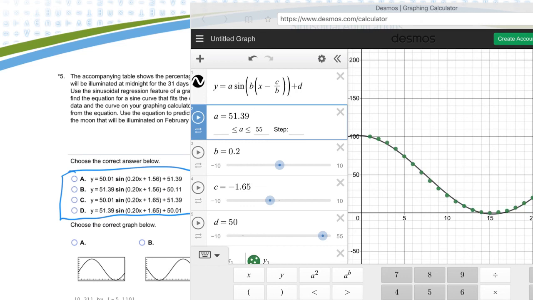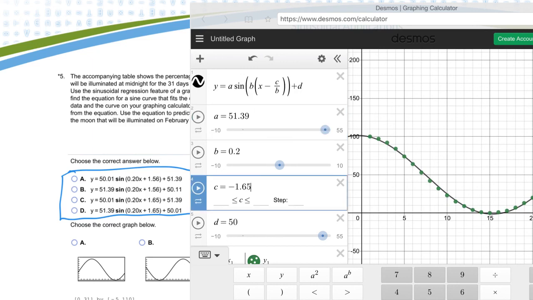And then C value, I have negative 1.65, which in the equation would be a positive 1.65. And they do have that as one of the options. Let's just play, though, and see what happens if I go 5, 6 there. Oh, see, it's a little off, like the line doesn't go right through the dots. So I'm thinking 6, 5 might be a little bit better.